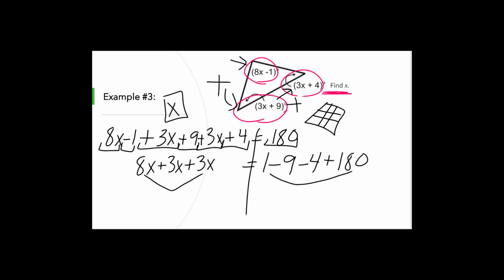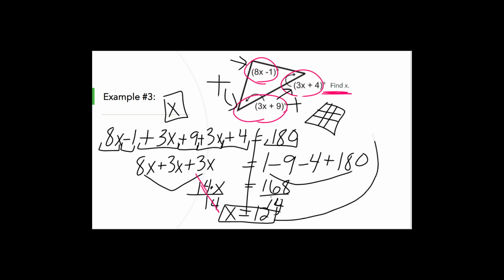Okay, now the first one is 8x plus 3x plus 3x. Add them all together, it's going to be 14x. All right, the next one is 1 minus 9 minus 4 plus 180 is 168. Is x alone? No. This is actually multiplication. The opposite is division. We do it to both sides. Eliminate the 14. So now you have x equals 168 divided by 14 is 12. And that is the answer to the question.